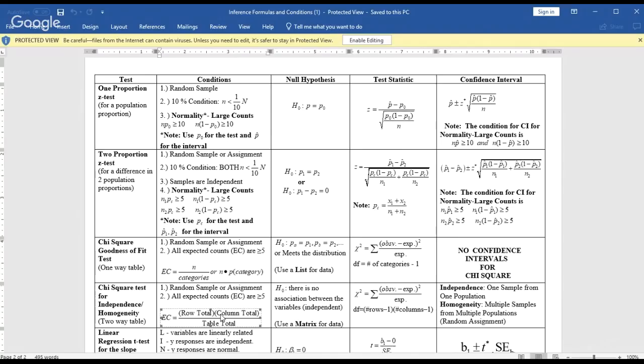Sounds good. And remember the difference between homogeneity and independence: homogeneity is multiple samples. It'll be real obvious, just read the question. Or if there's random assignment, that's homogeneity too. Make sure you know how to calculate DFs. That comes up too. So make sure you know this one, and the DFs and the expected counts.